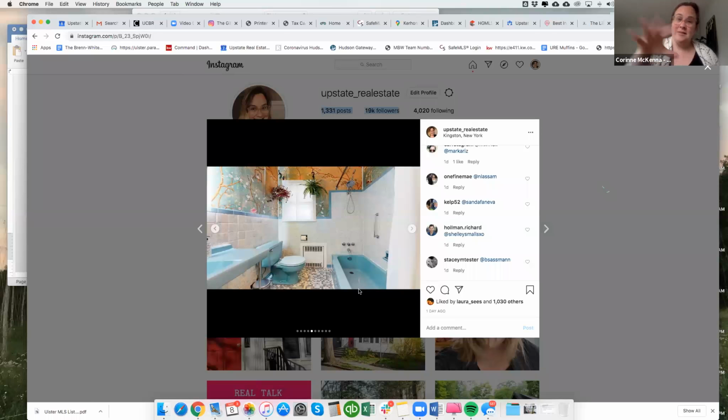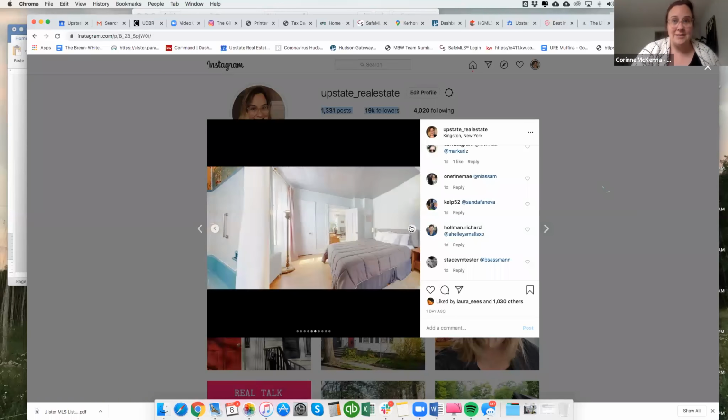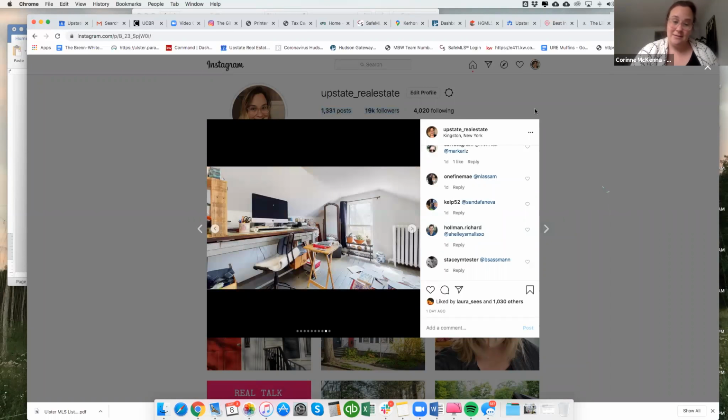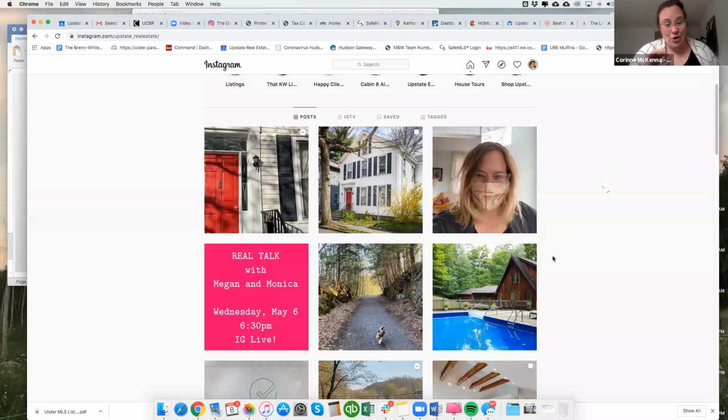And I prefer things that are kind of an editorial feel, like these head-on shots, because I know this is the main thing that people are going to see for us. So the images are so important, and sellers understand that.